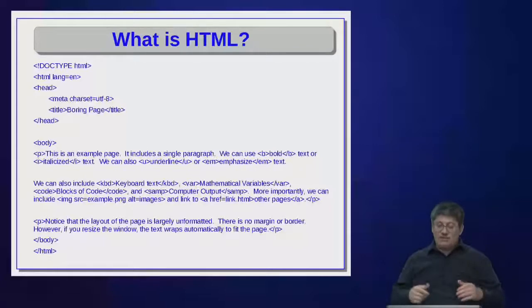It says this is an example page. It includes a single paragraph. Notice that throughout the text, we have other tags. We have angle bracket P, angle bracket, right under the body. P, by the way, stands for paragraph, so that's how we create a new paragraph in HTML.